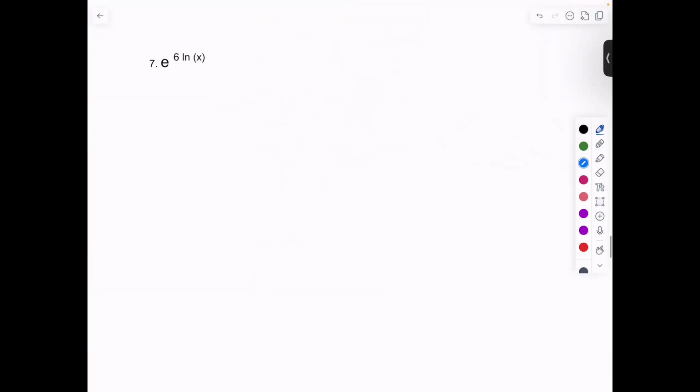Okay, number 7. There's actually a shortcut to this one, but I'll take you through how we actually get there. Ultimately, what you would recognize is that e and ln are inverses of each other, and we have e to an exponent that has an ln in it. So there's going to be some canceling there. Again, there is a shortcut, but I wanted to show you the math behind it.